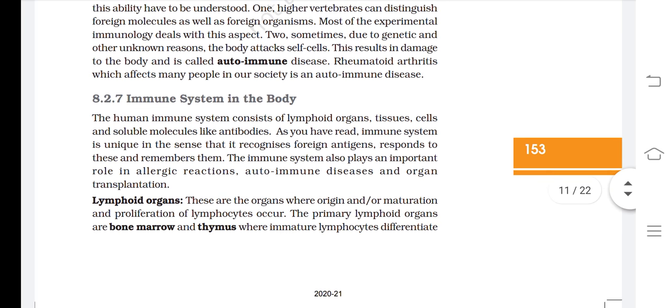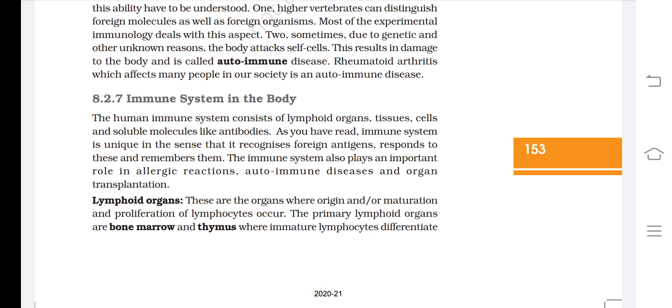Immune system in our body. The human immune system consists of lymphoid organs, tissues, cells, and soluble molecules like antibodies. As you have read, the immune system is unique in the sense that it recognizes foreign antigens, responds to these, and remembers them. The immune system also plays an important role in allergic reactions, autoimmune diseases, and organ transplantation.